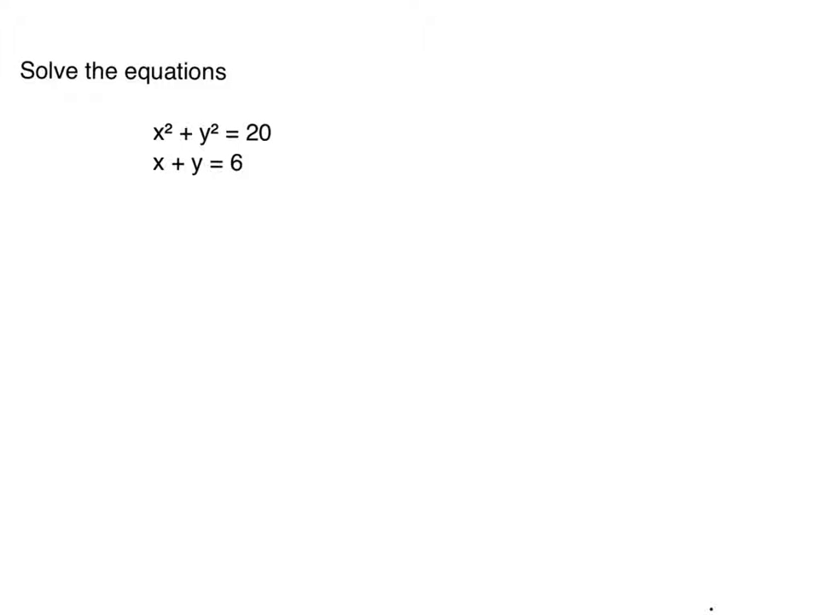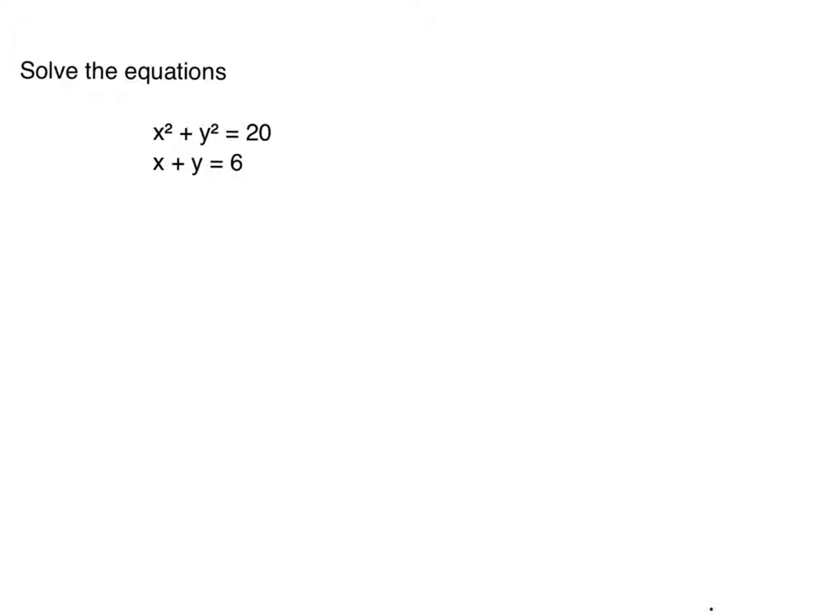Solve the equations x squared plus y squared is 20 and x plus y equals 6. Now you'll notice that this isn't simultaneous with two linear equations. In fact, one of them, the top one, is a circle. So for that reason we can't just eliminate. And what we're going to have to do is use substitution instead.